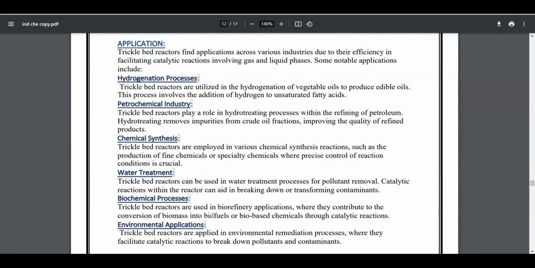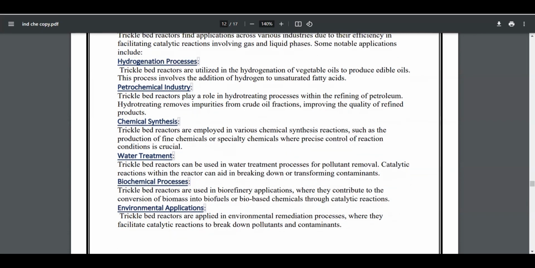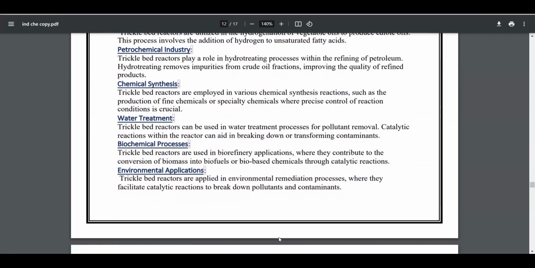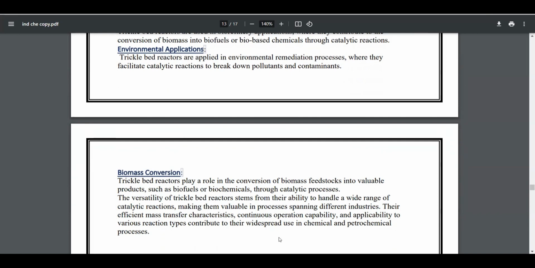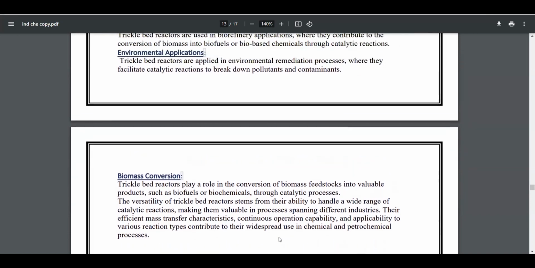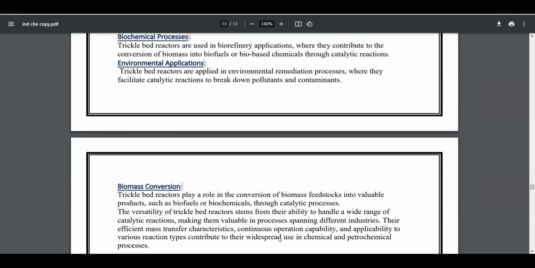They are also used in water treatment processes for pollutant removal, and the catalytic reaction within the reactor can help in breaking down and transforming the contaminants. They are also used in biochemical processes, particularly in biorefinery applications, where they can contribute to the conversion of biomass into biofuels or bio-based chemicals through catalytic reactions. Trickle bed reactors are also used in environmental remediation processes, where they facilitate catalytic reactions to break down pollutants and contaminants. So the versatility of the trickle bed reactor stems from their ability to handle a wide range of catalytic reactions that make them valuable in processes spanning different industries.